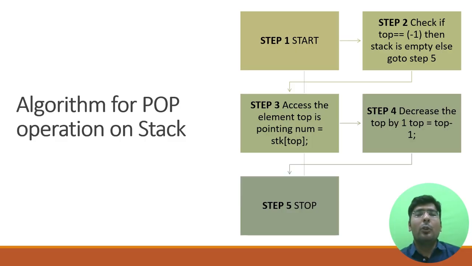The algorithm for pop is simple. Step 1 is start, and in the second step we check whether the stack is empty or not. For that we check whether the top pointer is at -1 or not. If the top pointer is not at -1, that means the stack is not empty and there are some elements in the stack. So we pop out an element, reduce the top pointer by 1 and stop the algorithm.